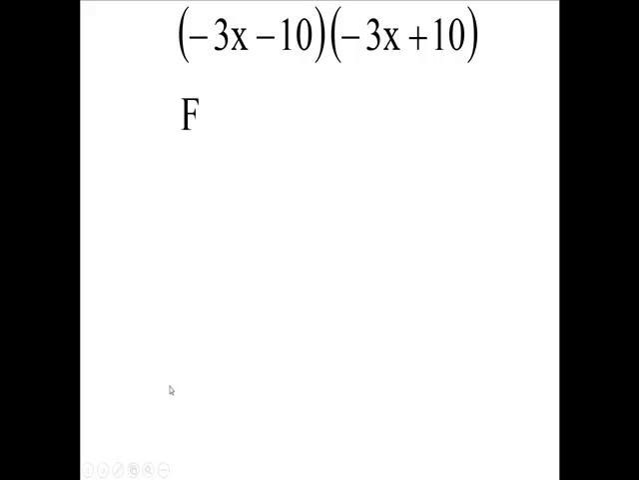And let's look at the first terms now. The first term of this binomial is the negative 3x. The first term of this binomial is the negative 3x. Okay, so you repeat that.